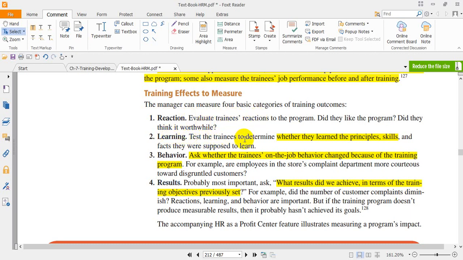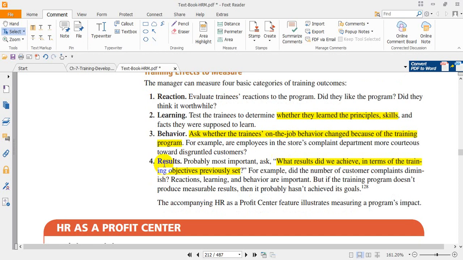Learning: test the trainees to determine whether they learned the principles, skills, and facts they were supposed to learn or not. Behavior: ask whether the trainees' on-the-job behavior changed because of the training program. Is the behavior change because of this program or not? Results, probably most important: ask what results did we achieve in terms of the training objective previously set. For example, did the number of customer complaints diminish?